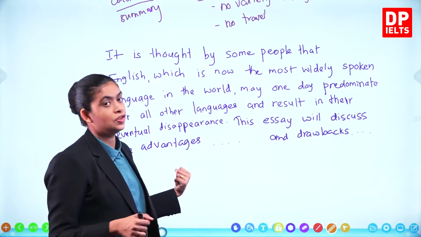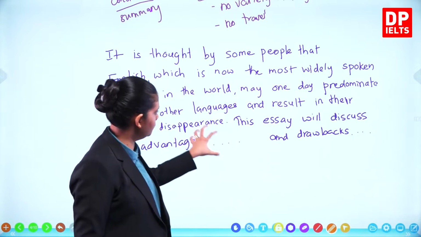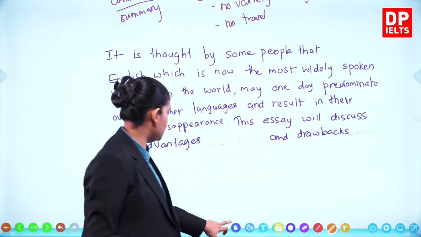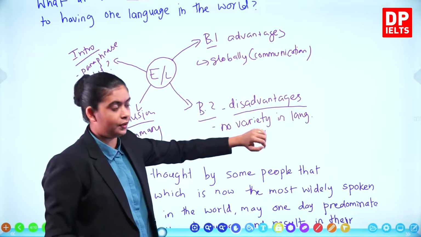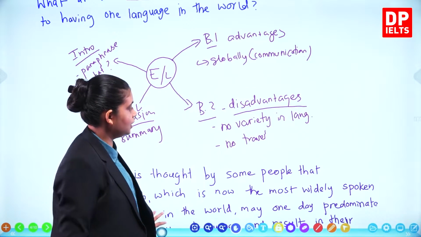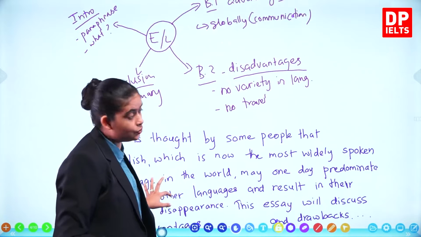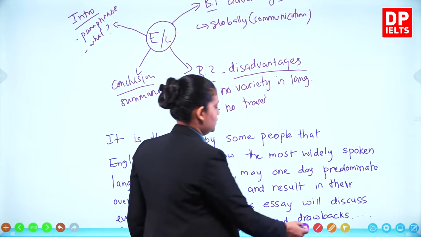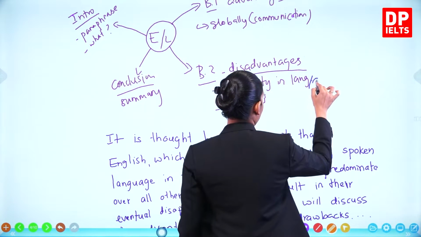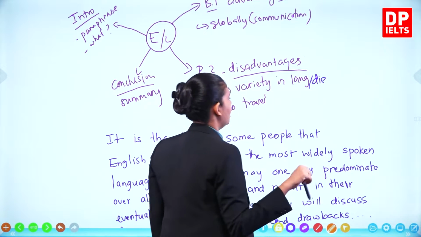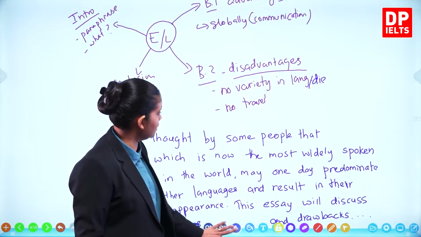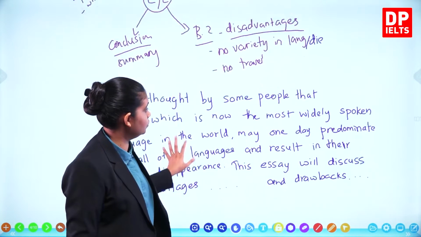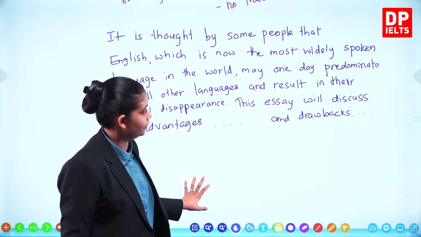So I suggest it would be good for you to actually put down your points here. So the points are here, the ones that you've thought about: global communication, no variety in language, and the languages will die soon, okay? Here you could put die soon. The other languages will die soon, and then people would not want to travel. You don't have to write these points. These are just examples. You could change them as you want, okay?